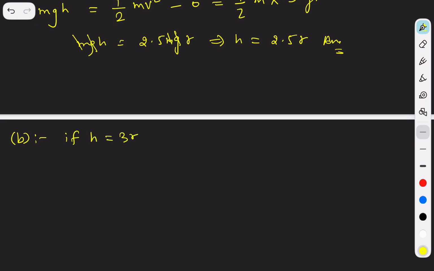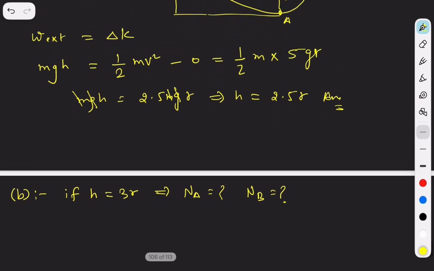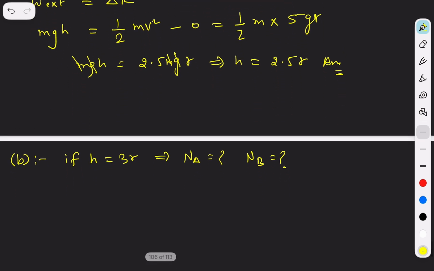So they are asking in this case what is Na and what is Nb. These are the two questions that they have asked. So guys, by seeing the above result, what we have understood is that if h is equal to 3r, the particle will do the full circle for sure, because it will have more speed compared to root 5 gr at the point A. So it means it is going to have a full circle.